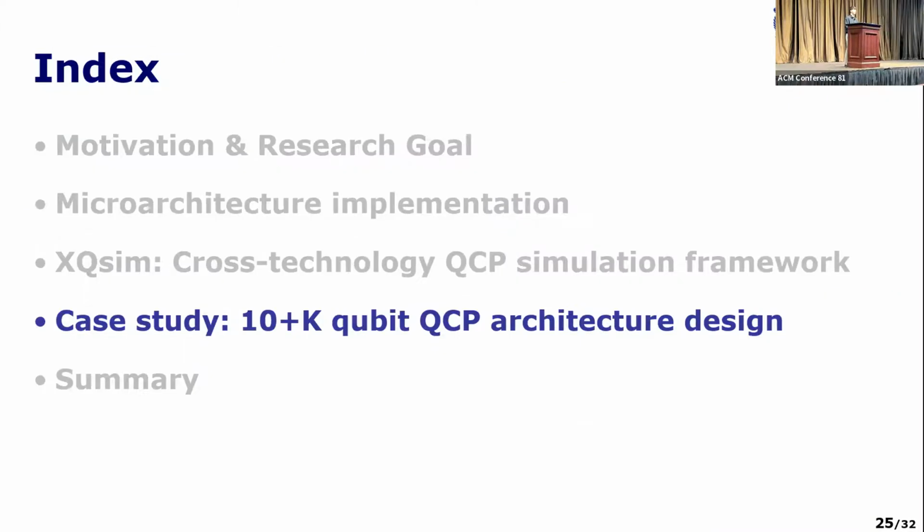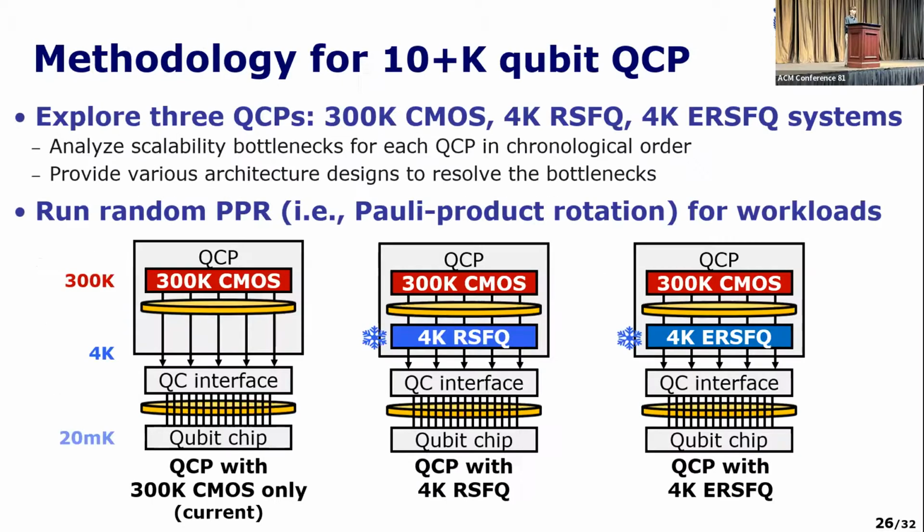From now on, by using XQsim, we will design a 10+k qubit quantum control processor architecture. In our case study, we explore 3 quantum control processors in chronological order: systems with 300 Kelvin CMOS, 4 Kelvin RSFQ, and 4 Kelvin ERSFQ. We first analyze their scalability bottlenecks and then provide architecture designs to resolve them. For the workload, we run random Pauli product rotations. Please refer to our paper for the more detailed setup.